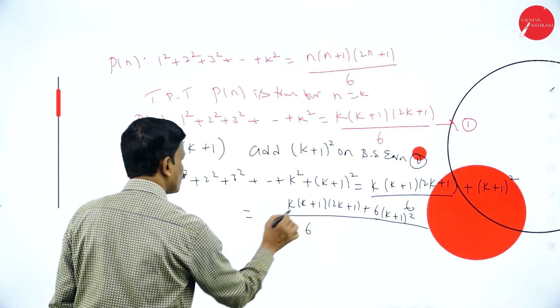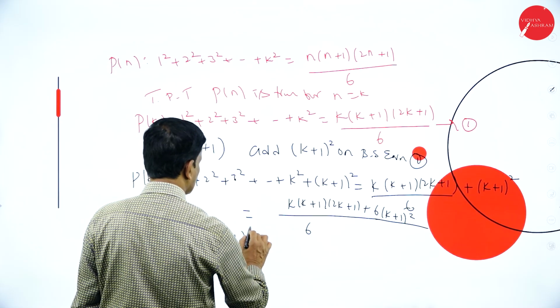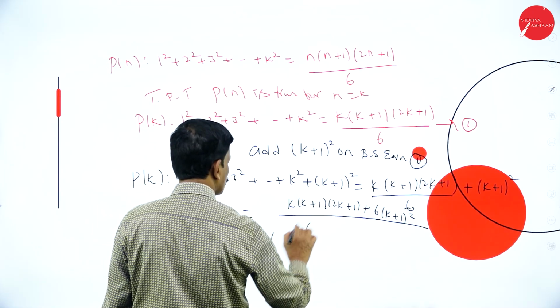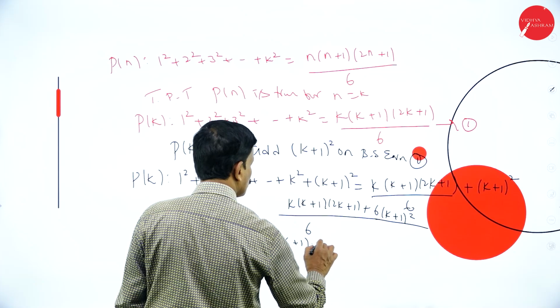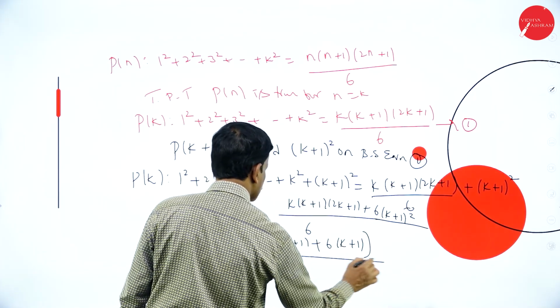You can take the common factor. What is the common factor? k plus 1 is the common factor. With k plus 1 taken out, what is remaining is k into 2k plus 1 plus 6 into k plus 1, and the whole thing divided by 6.